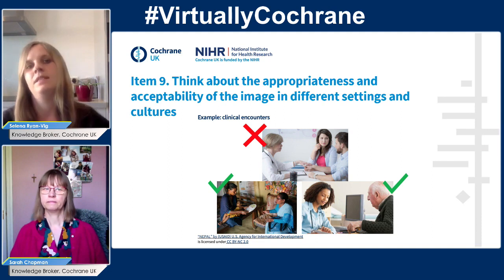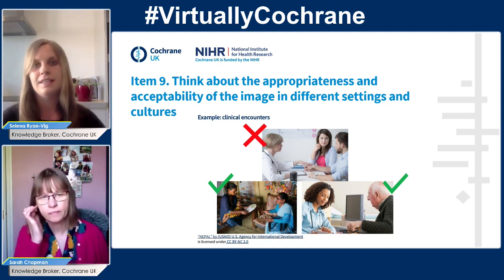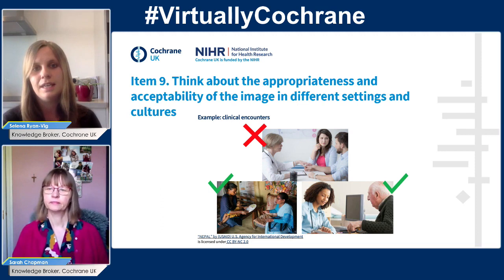This next item is about thinking about the appropriateness and acceptability of an image in a given setting and culture. It's about considering whether an image is going to be appropriate in the settings for which your dissemination product is intended. The example shown here, an image showing people touching on the top row might be unacceptable in some cultures. So consider instead using images on the bottom row, for example, that avoid showing physical touch, except of course where touch is a necessary part of that intervention, for example, inserting a cannula.